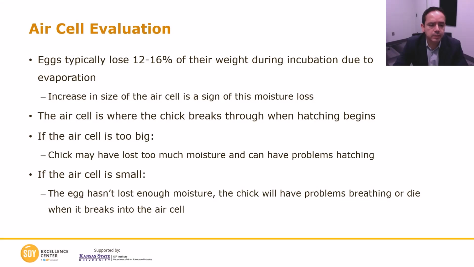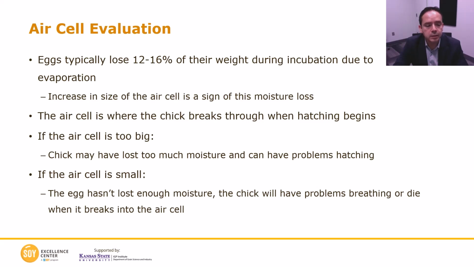So eggs typically lose between 12 and 16% of their weight during incubation, and this is going to be due to evaporation of water. So an increase in the size of the air cell is a sign of moisture loss, and this can tell you if the relative humidity in the incubator is correct. The air cell is where the chick breaks through when hatching begins.